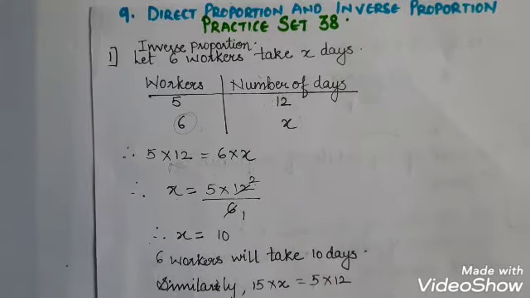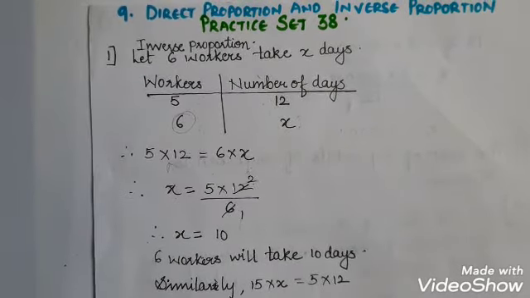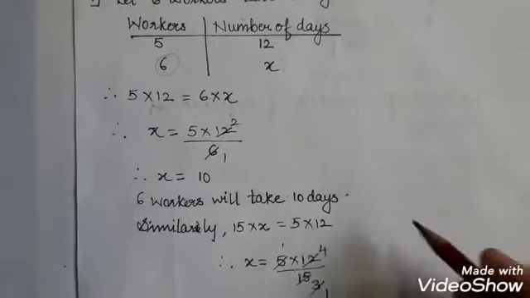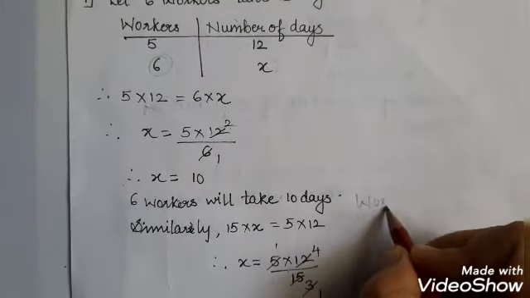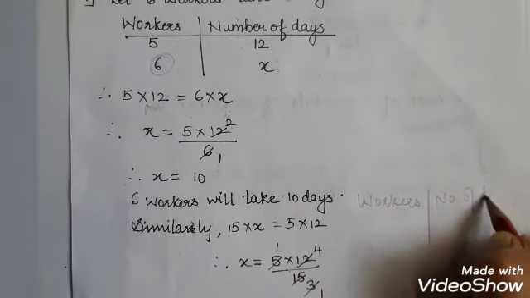Now there is one more question added to it. How many days would 15 workers take? In the same way you can make 2 columns, workers and number of days.